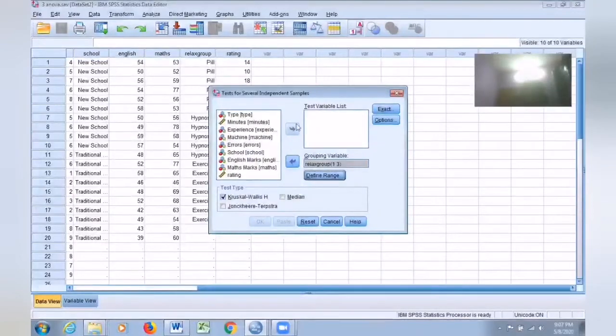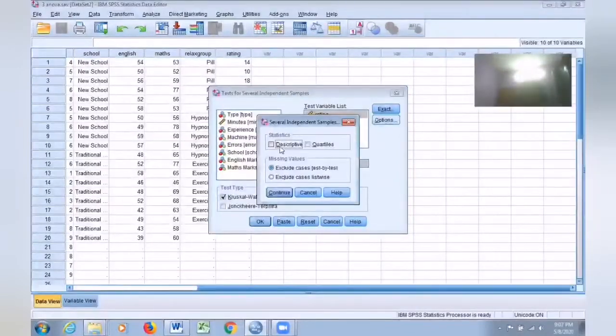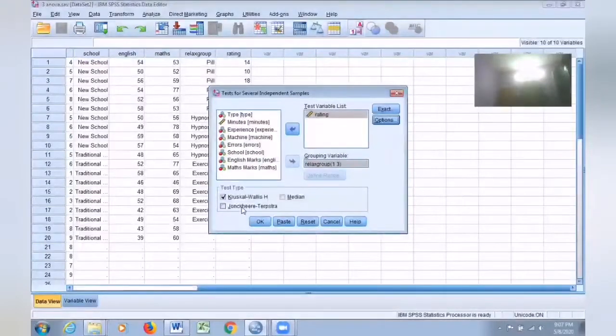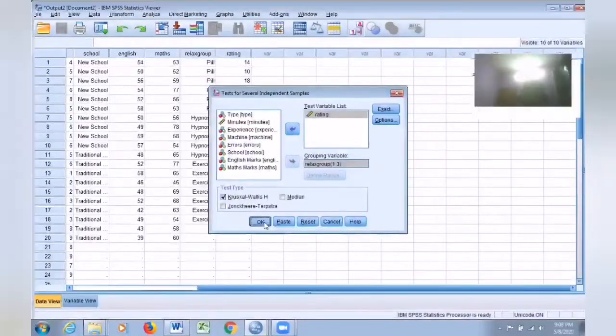Continue. Now, what is the test variable? Their rating, the ranks given by them. Select rating and send it to the test variable list. Options, if you want descriptives, you can select. Continue. By default, Kruskal-Wallis H is selected. I'll go with that. Click OK.